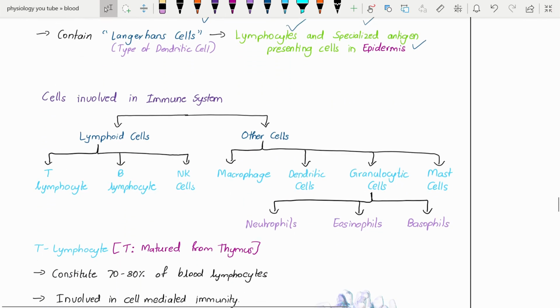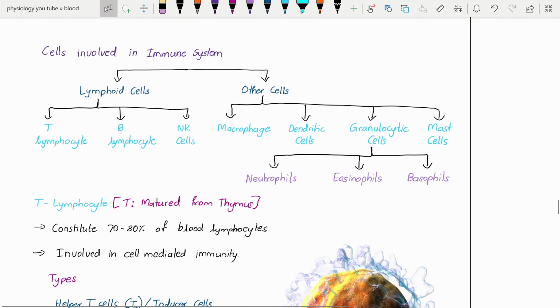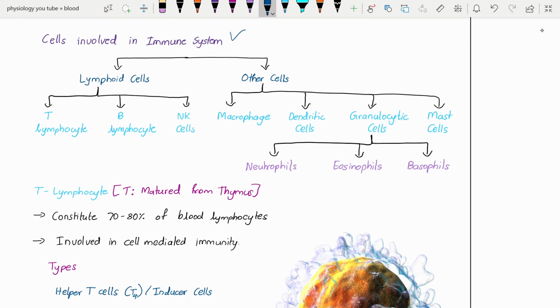Okay, we will move from organs to the cells that are involved in the immune system. There are mainly two types of cells: lymphoid cells and some other cells involved in the immune system. Lymphoid cells include T lymphocytes, B lymphocytes and natural killer cells. The other cells are macrophages, dendritic cells, granulocytic cells which include neutrophils, eosinophils and basophils, and then the mast cells.